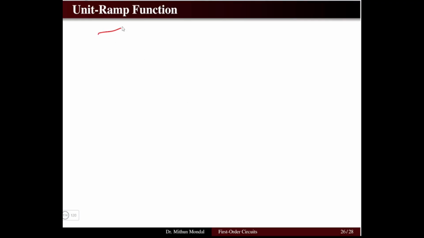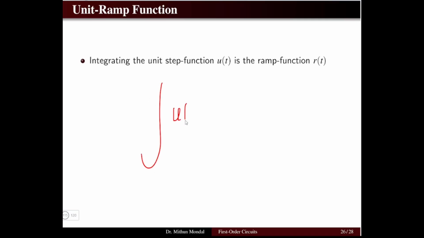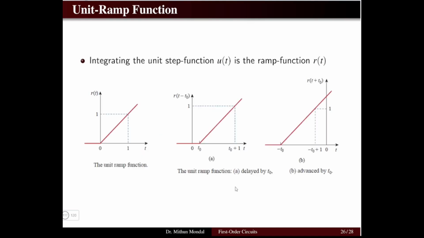Now the final function that we are going to define is the unit ramp function. If we integrate the unit step function u(t), we get the ramp function r(t). So the ramp function is denoted by r(t), the step function by u(t), and the impulse function by δ(t). Now the ramp function, if we obtain it graphically, starts at time t equal to 0 and moves linearly. It can be a delayed function at t naught or an advanced function at t naught. So these are basically the ramp functions.